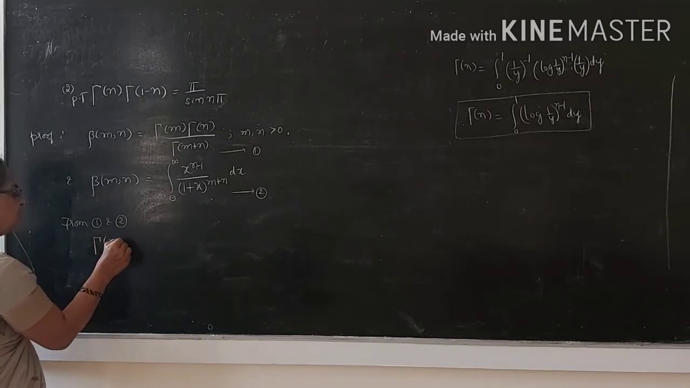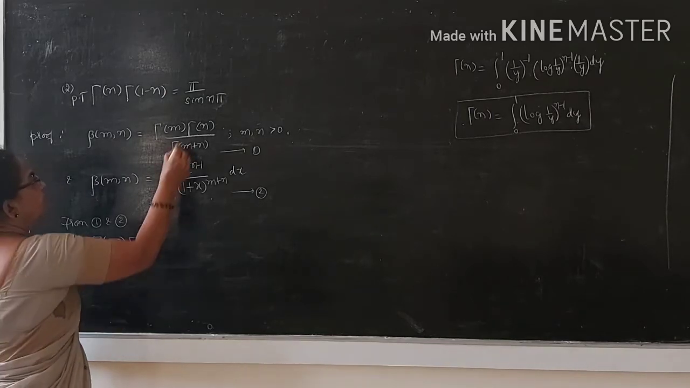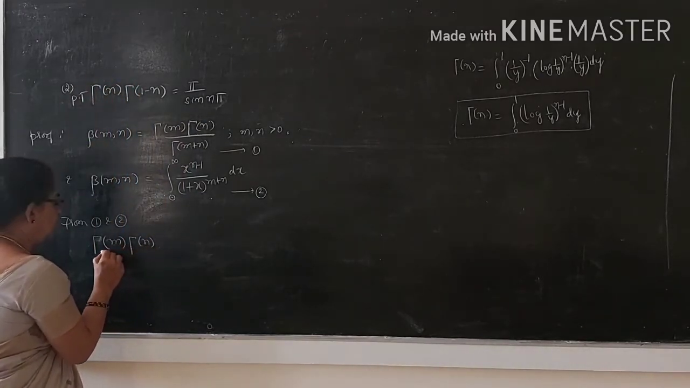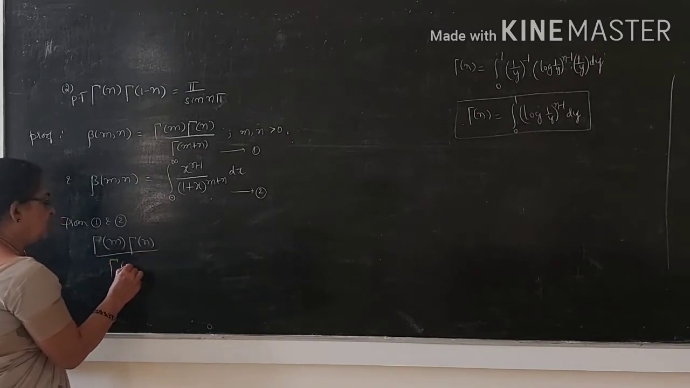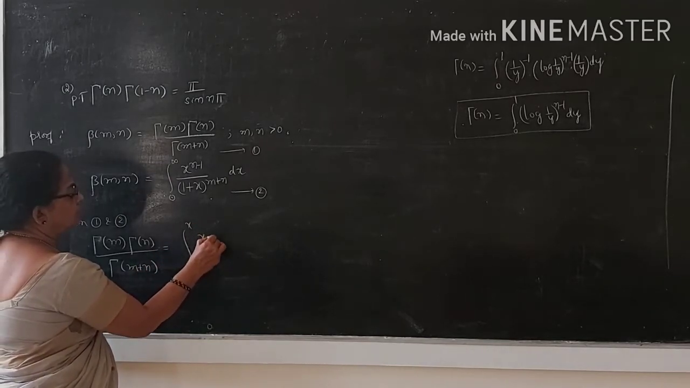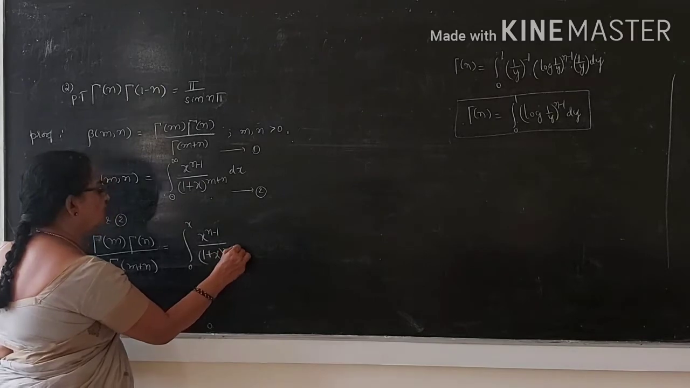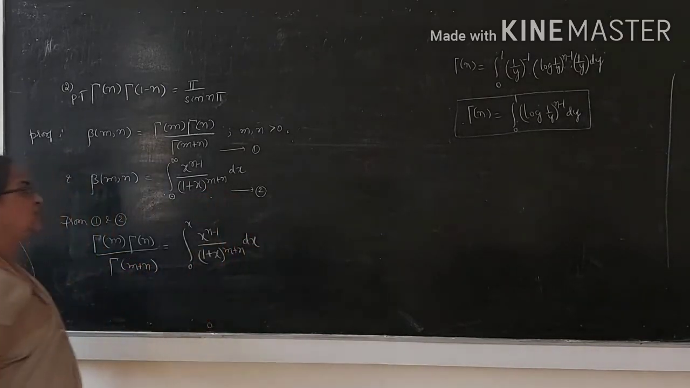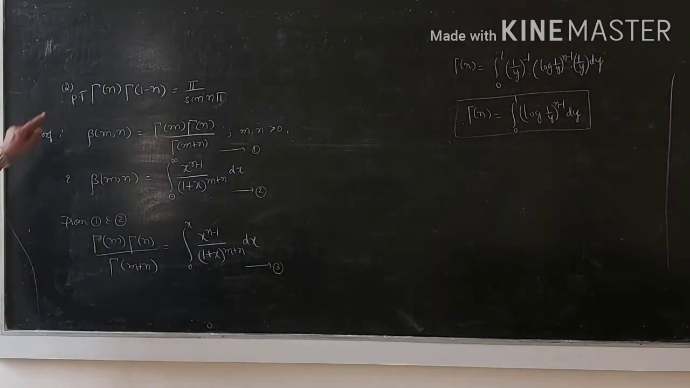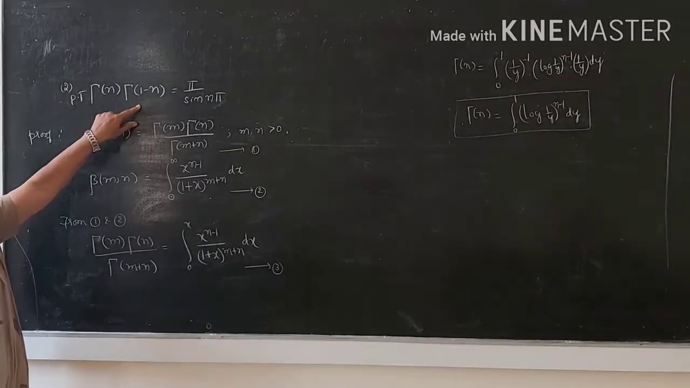I can write this as gamma of m into gamma of n divided by gamma of m plus n is equal to integral 0 to infinity x to the power of m minus 1 over (1 plus x) to the power of m plus n. I came across this equation number 3. Now you observe, I want to prove this result.